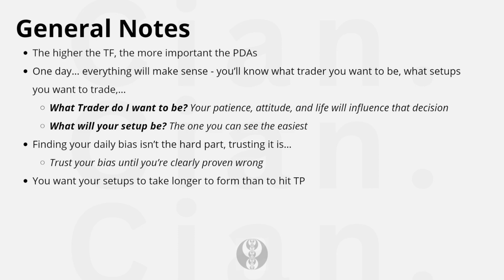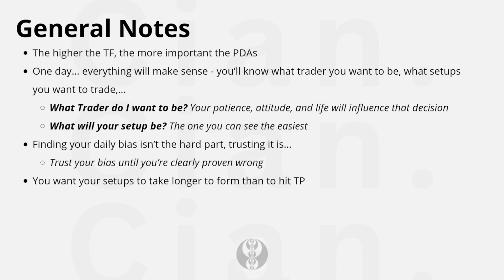And what will your setup be? The one you can see the easiest. Because in ICT concepts, you have a lot of different PD arrays, but people always ask, what PD array should I trade? You should just trade the PD array that you see the easiest. Because if you have to force yourself to see things in the markets, that is never good.